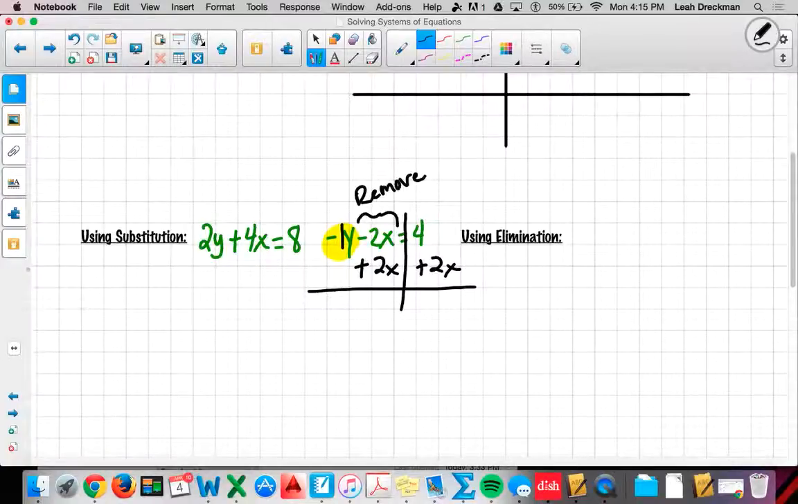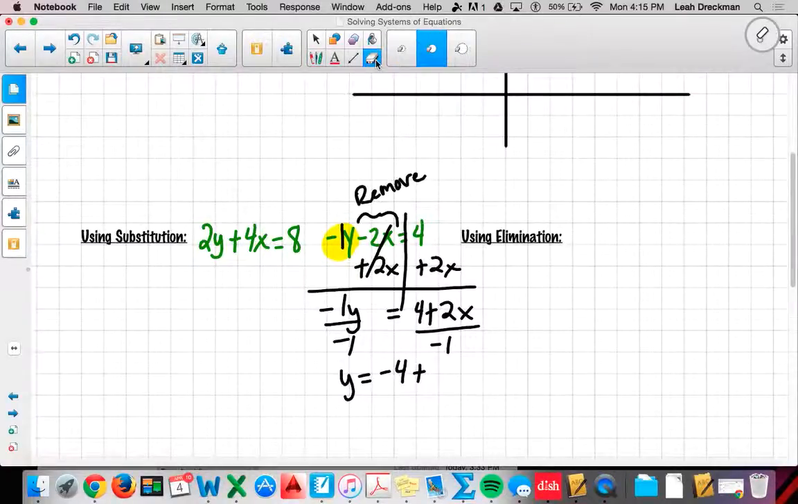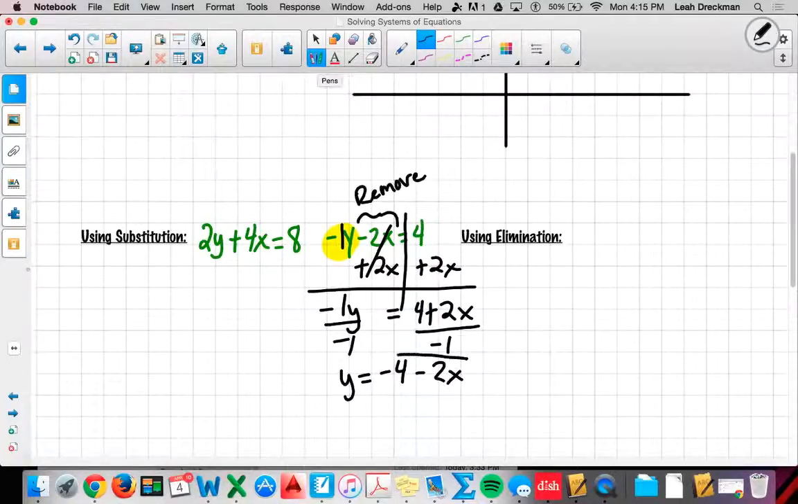And that's going to cancel out the 2x on the left. So we get negative 1y. The 2x's cancel. And we're left with 4 plus 2x. Notice I didn't write that as 6x. They're not like terms, so you can't combine them. And then I'm just going to divide by a negative 1, which all that does is change your signs. So instead of positive 4, we get negative 4. Instead of positive 2x, we get negative 2x. So negative 4 minus 2x. All right, now y is by itself.